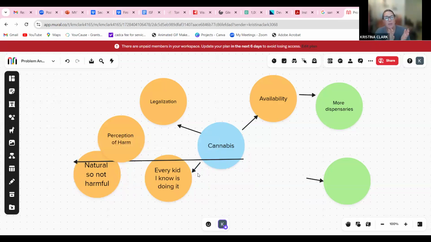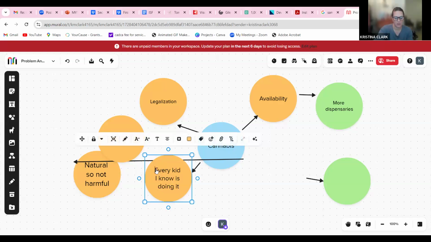We can also say, depending on how your community survey is, every kid is doing it. Looks like peer pressure, which is favorable youth attitudes, which usually also falls under perception of harm. It depends on how you word it. So it could be favorable youth attitudes would very much fit here. So we could be looking at this as favorable youth attitudes.